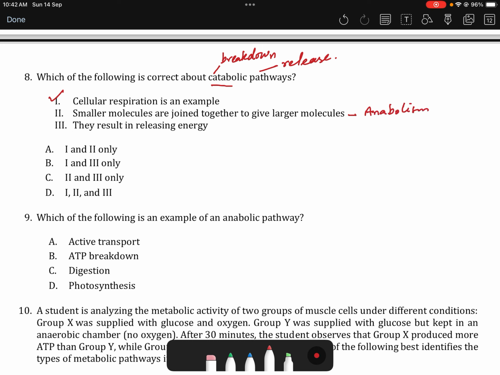They result in releasing energy, yes. So only 1 and 2, 1 and 3. So you can easily say it as B.